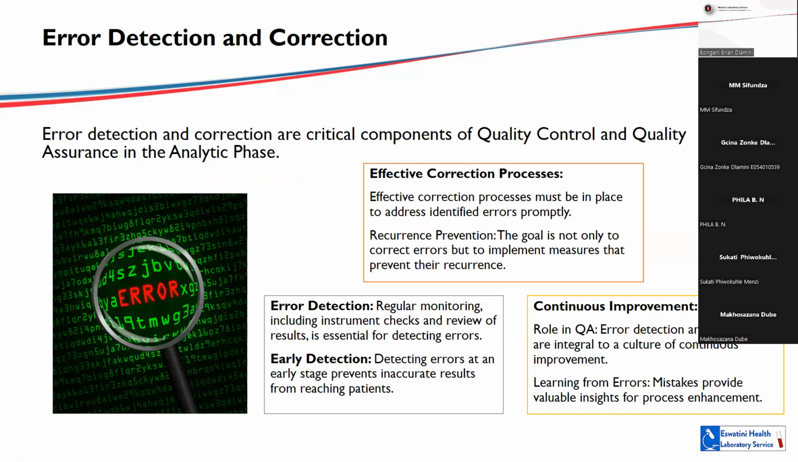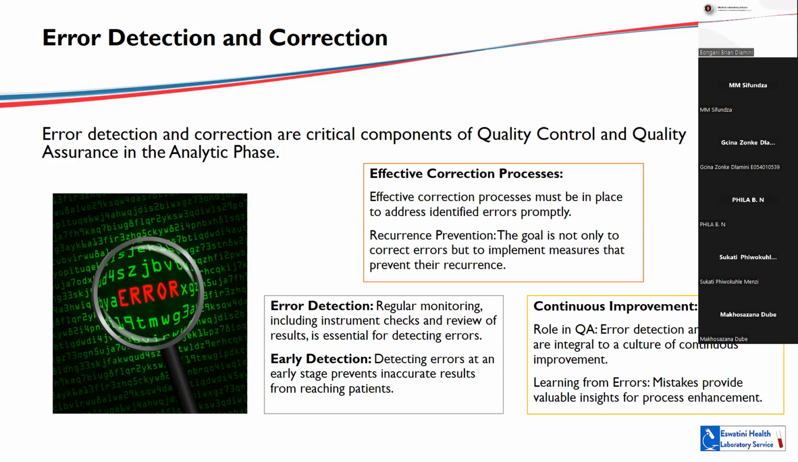thank you so much. Okay, let's move on to the error detection and the correction. It is very important to actually detect errors in our laboratories so that we know where the errors are and how we can best prevent them from occurring, and then correct them so that we always produce quality results. So effective correction processes must be in place to identify the errors promptly.